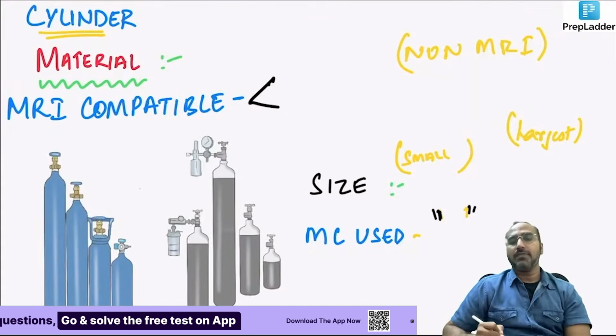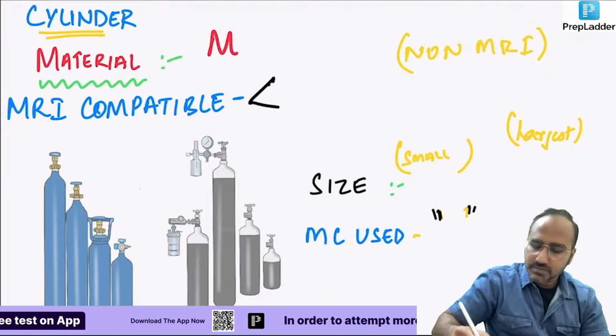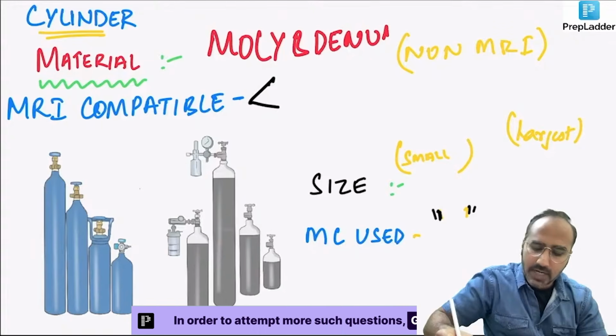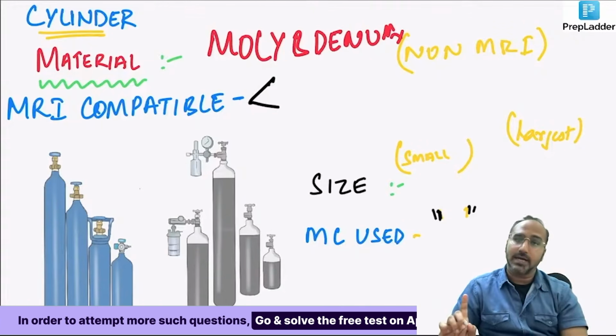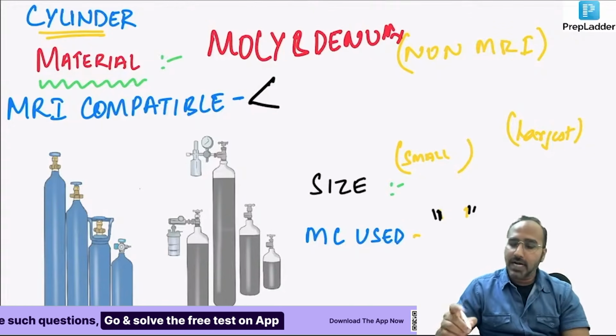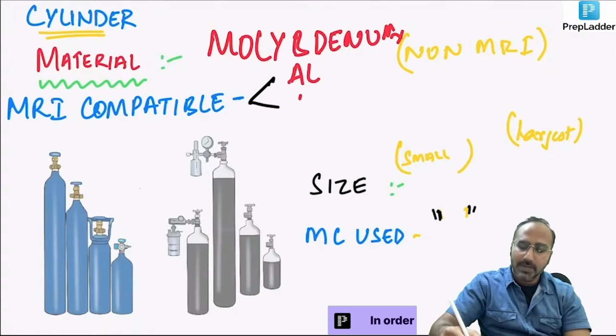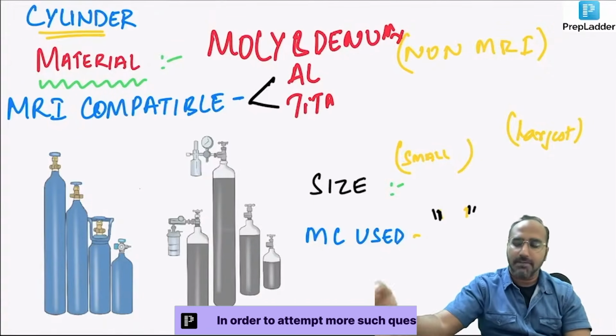What is the cylinder made up of? The most common material is molybdenum. Most common material is what, guys? Molybdenum. And these molybdenum cylinders are non-MRI compatible. MRI compatible cylinders are made up of two materials. What two materials? Aluminium and titanium. These are MRI compatible cylinders.